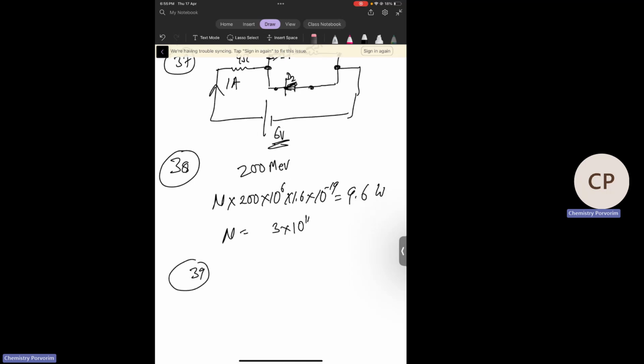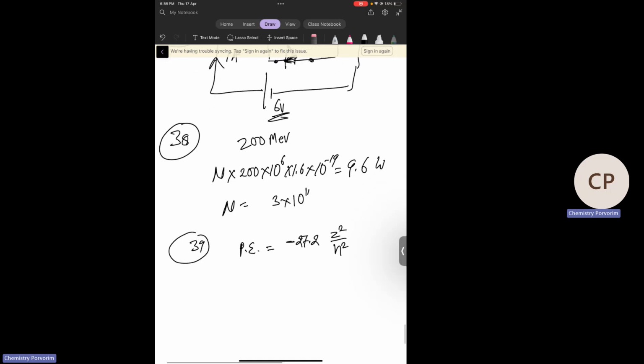39. The potential energy of electron. So potential energy is -27.2 z square by n square in first orbit, and this atom is lithium. So z is 3, -27.2 into 9. Option B.